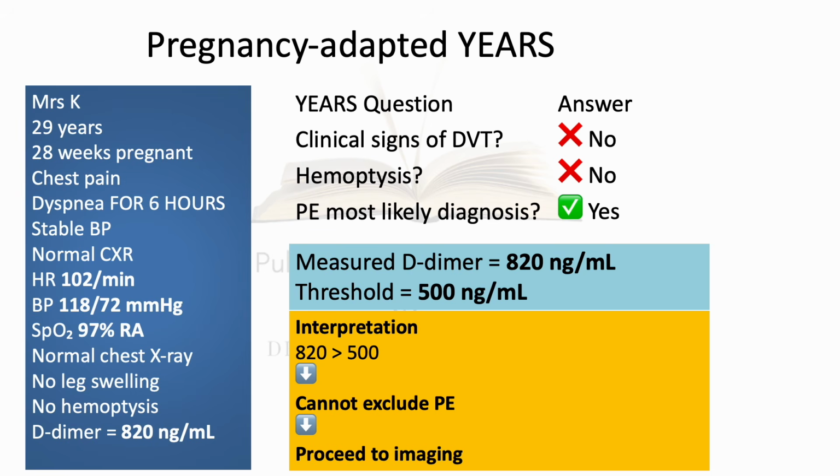So, coming to one more concept mentioned in the guideline, which is pregnancy-adapted YEARS. Now, pregnancy itself increases D-dimer. So, pregnancy-adapted YEARS algorithm means we are looking at the clinical assessment and presence of pregnancy with modified D-dimer threshold to reduce unnecessary imaging. Here, just like the normal YEARS criteria, if one or more of YEARS is present, 500 will be used as a threshold for pregnant females.